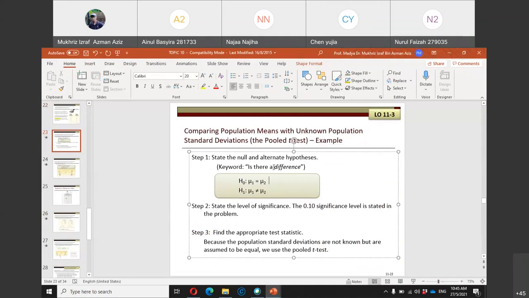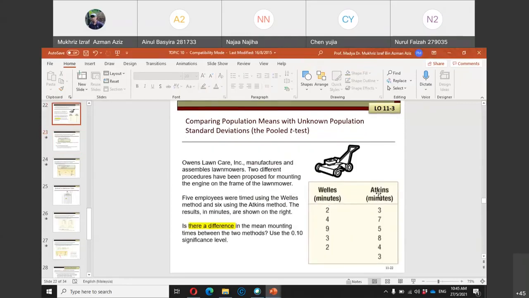But if you are testing a difference, it doesn't matter. Let's say student number 1 puts mu1 not equal to mu2. Student number 2, she puts, instead of mu1, mu2 not equal to mu1. If that is the way, it is also correct. Because let's say 1 is Wellis, 2 is Atkins. If student number 1 puts mu1 not equal to mu2, then that will be Wellis minus Atkins. If another student puts mu2 not equal to mu1, meaning 2 is referring to Atkins, then she is referring to Atkins not equal to Wellis. So in the calculation, it will be Atkins minus Wellis, not Wellis minus Atkins.